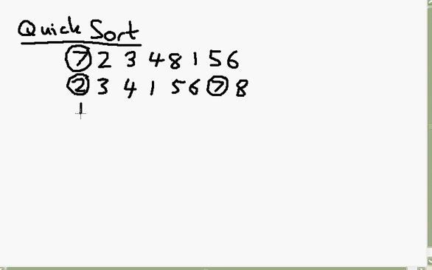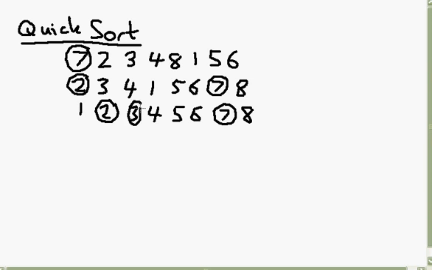Okay, so now we're going to pick the 2. Okay, so we've got 1, 2, 3, 4, 5, 6, 7, and the 8. Okay, so now I'm going to pick 3, which means I'm going to get 1, 2, 3. The 4, 5, and 6 are staying on the right hand side of the 3.